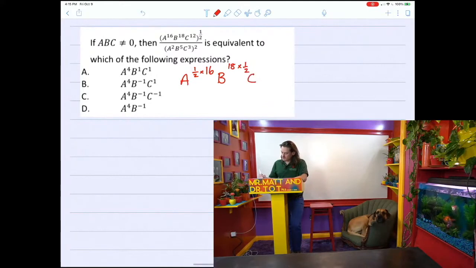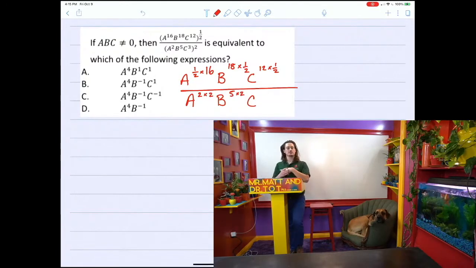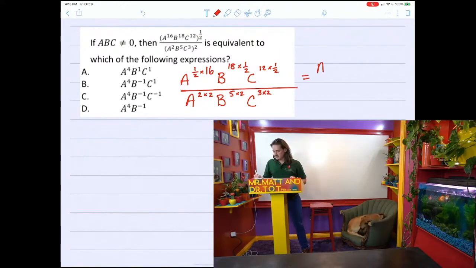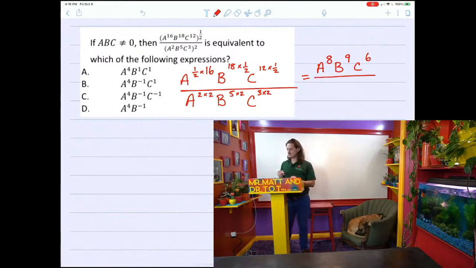the 12 times 1/2, all over a to the 2 times 2 power, b to the 5 times 2 power, and c to the 3 times 2 power. I'm just distributing that power that's outside the parentheses to all the values inside the parentheses. Now that is going to be equivalent to a to 1/2 times 16 is 8, 1/2 times 18 is 9, 1/2 times 12 is 6, so a to the 8th, b to the 9th, c to the 6th.